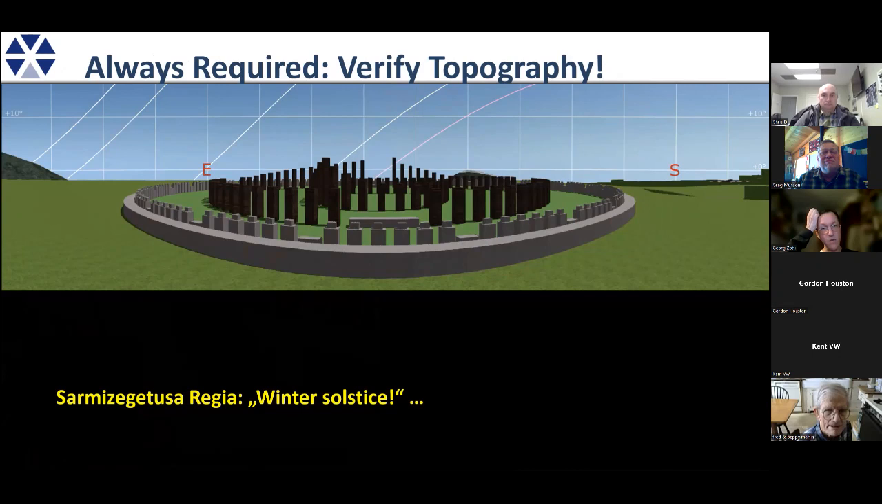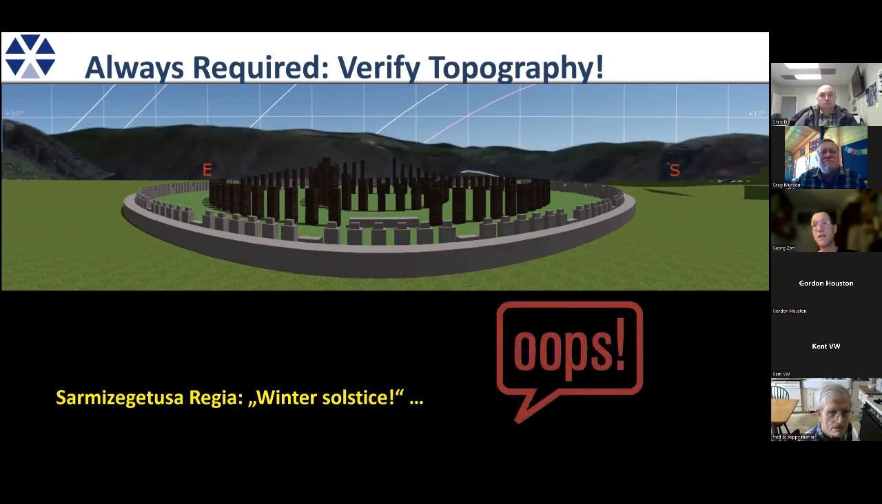This is what has been called once the Carpathian Stonehenge, a similar structure in Romania, Sarmizegetusa Regia. Somebody said it's aligned with winter solstice sunrise. Well, maybe on paper, maybe on your map, but if you take the landscape into account, it is not. It is pretty far off.